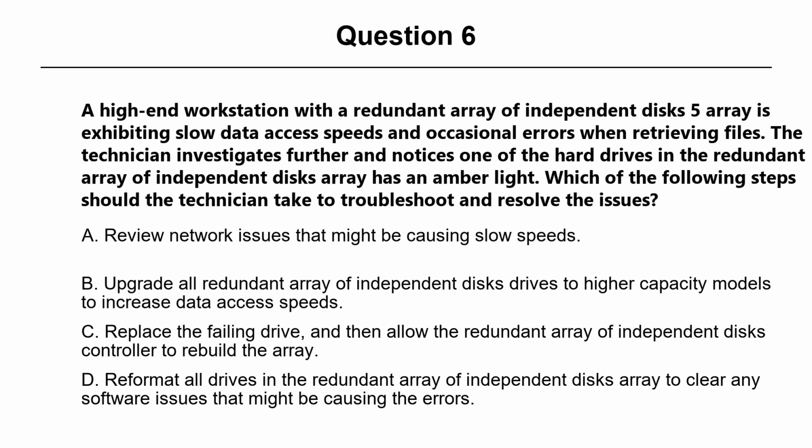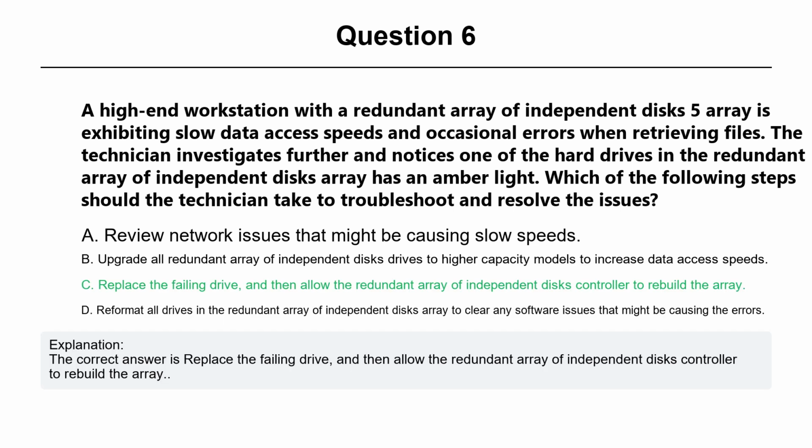Option A, review network issues that might be causing slow speeds. Option B, upgrade all redundant array of independent disks drives to higher capacity models to increase data access speeds. Option C, replace the failing drive, and then allow the redundant array of independent disks controller to rebuild the array. Option D, reformat all drives in the redundant array of independent disks array to clear any software issues that might be causing the errors. The correct answer is option C, replace the failing drive, and then allow the redundant array of independent disks controller to rebuild the array.